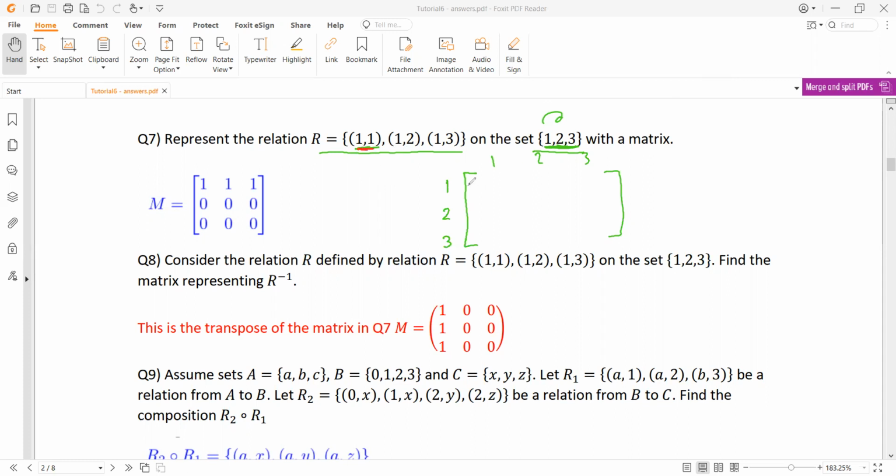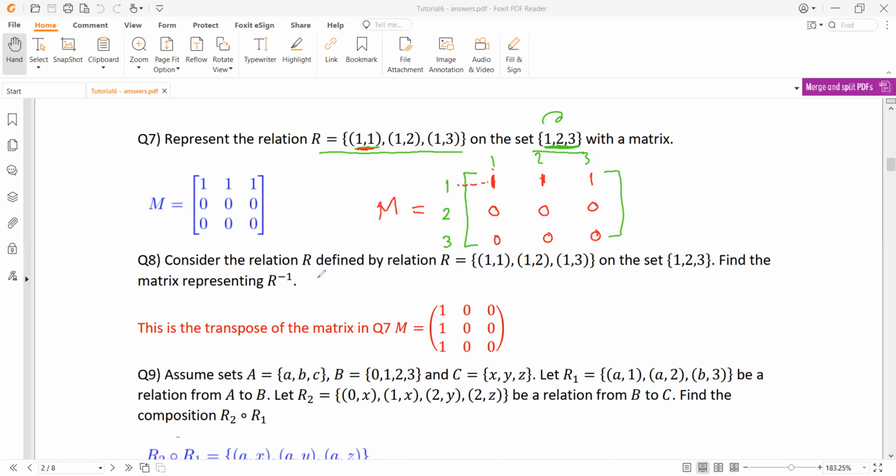So 1 maps to 1, okay? This one exists. 1 maps to 2, 1 maps to 3. And there is no tuple 2, 1. 2, 2 doesn't exist. 2, 3 doesn't exist. 3, 1 doesn't exist. 3, 2 doesn't exist. 3, 3 doesn't exist. So this is M.